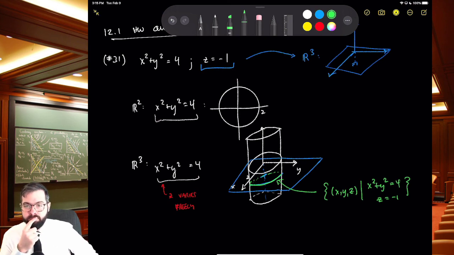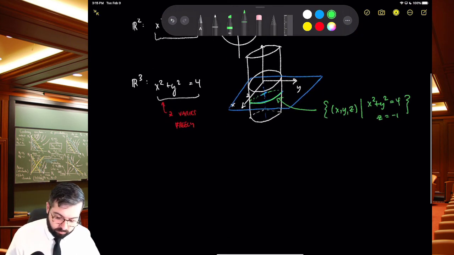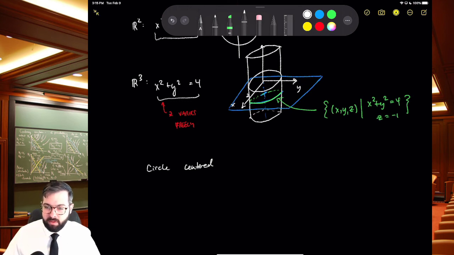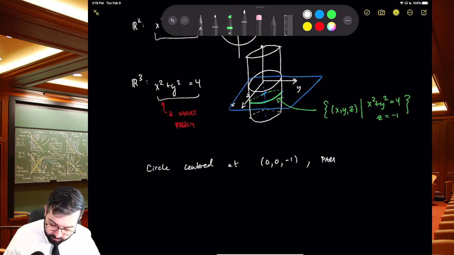Could you just give the three-dimensional coordinate point that's the center of the circle, and then say that it's a circle, centered at 0, 0, -1, parallel to the XY plane or whatever? That last bit is the operative piece, yeah. Is that sufficient? Yep. Circle centered at 0, 0, -1, and parallel to the XY plane.